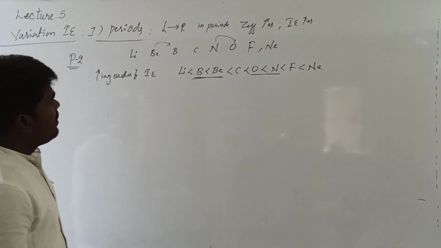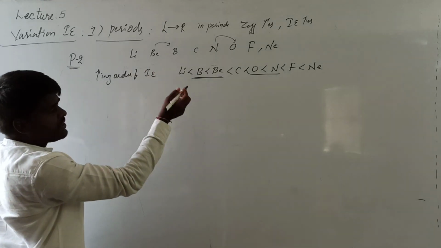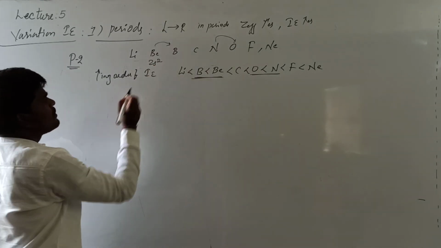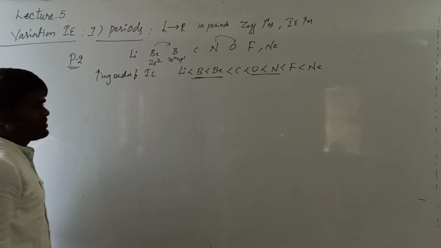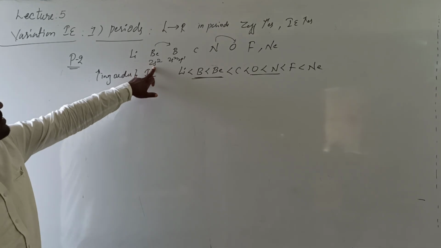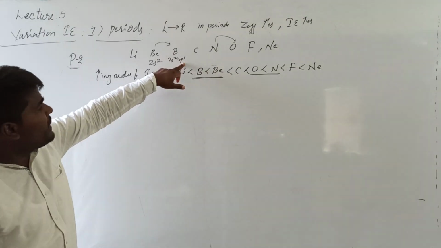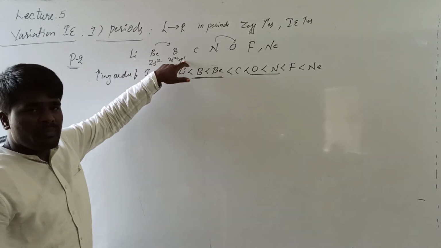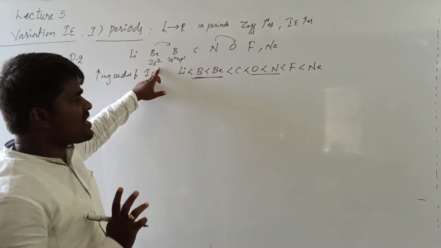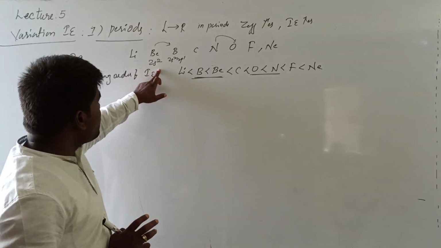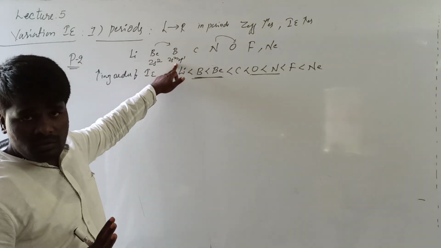Why so? If you look at the electronic configuration of beryllium, the outermost valency is 2s2, and boron is 1s2 2s2 2p1. Here the s orbital is completely filled, and there is one electron in the p orbital. Removal of this one electron in the p orbital is easy when compared with the removal of an electron from the completely filled s orbital. Because of that reason, the ionization energy of beryllium is more than that of boron.